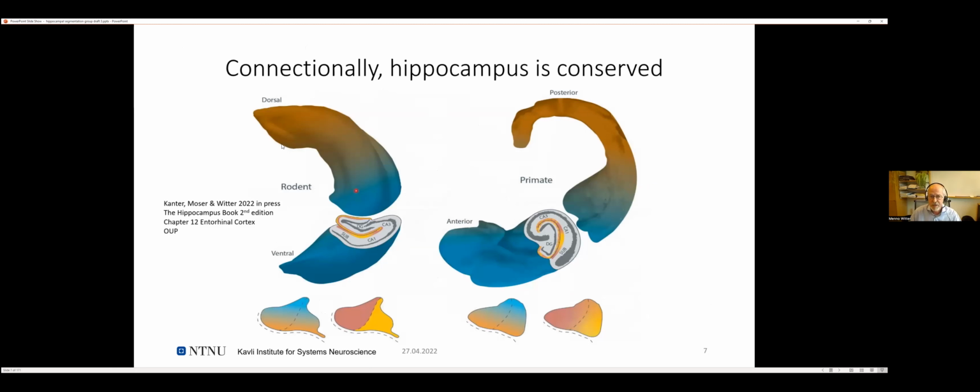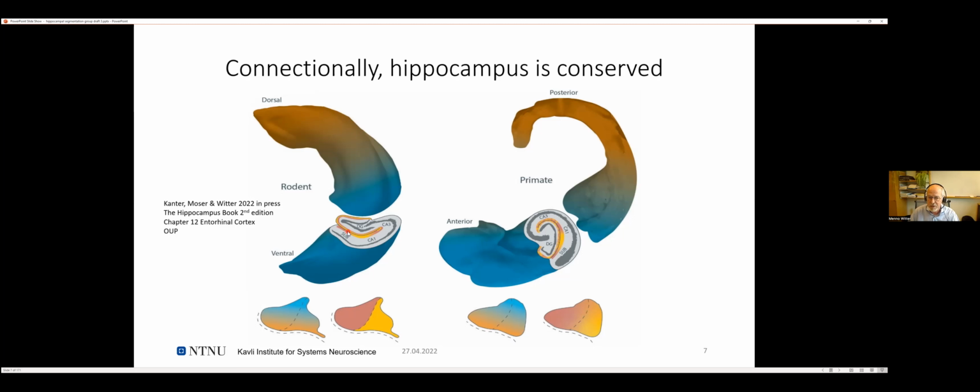So, summary, this is what I tried to convey to you. If you take a rodent hippocampus or any other species that has a hippocampus in a more or less similar location in the brain, and you take a flattened representation of the entorhinal cortex, you move from the rhinal sulcus, or from the collateral sulcus in the case of the human, away, and you're going to move from the posterior to the anterior, or from the dorsal to the ventral axis tip of the hippocampus.